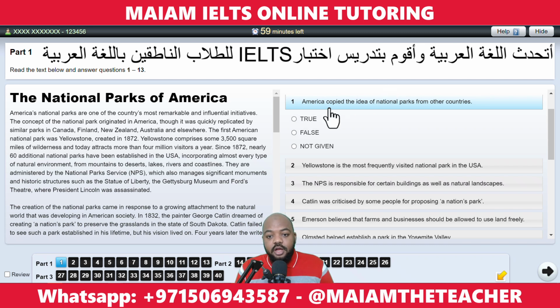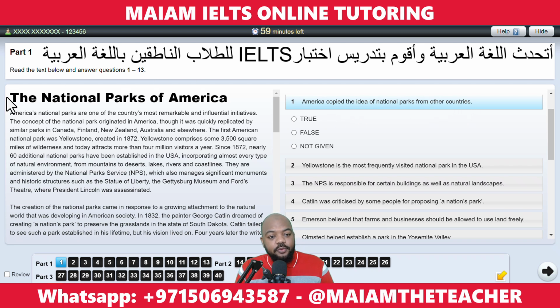So it says here, America copied the idea of national parks from other countries. So we get that in our minds. How can it be false? Think about it that way. What would they have to change or say to make it false? Well, in this case, America copied. What if the passage says that America did not copy? Get it? So think about the negative. So that's how it can be false. True is pretty straightforward because this information is going to match in some way. But the not given means it's not there anyway, so it doesn't really matter. So America copied or did not copy the idea of national parks from other countries.